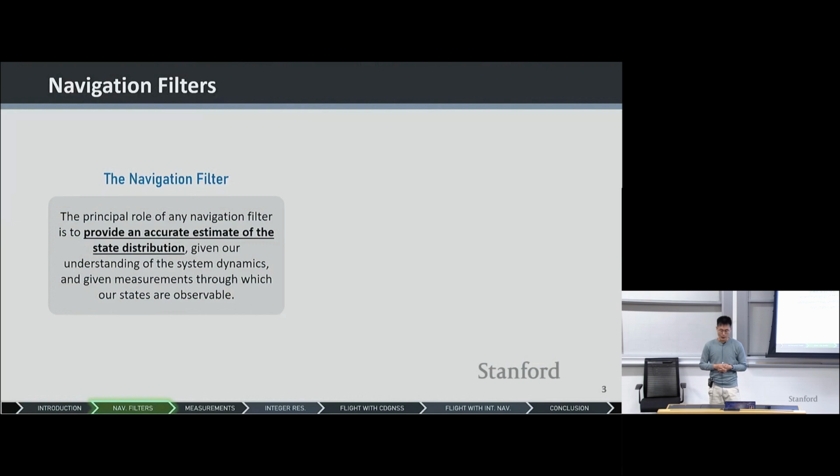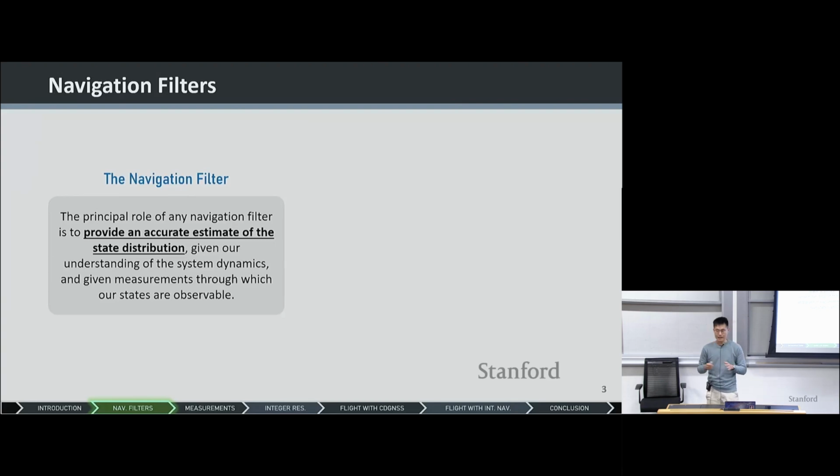So we tend to think of navigation as a spatial or geolocation kind of problem. Where are you in XYZ? But really, let's broaden our minds to accept that navigation can be the estimation of any states. So really what your navigation filter is trying to do is to provide as accurate an estimate of an underlying distribution of some states, given your understanding of system dynamics and your measurement models.